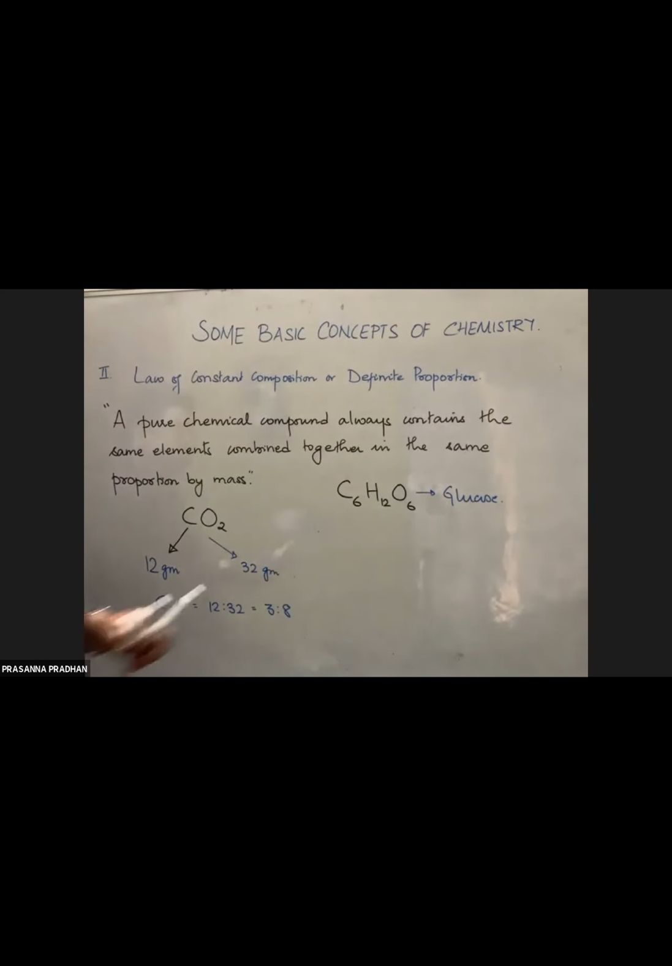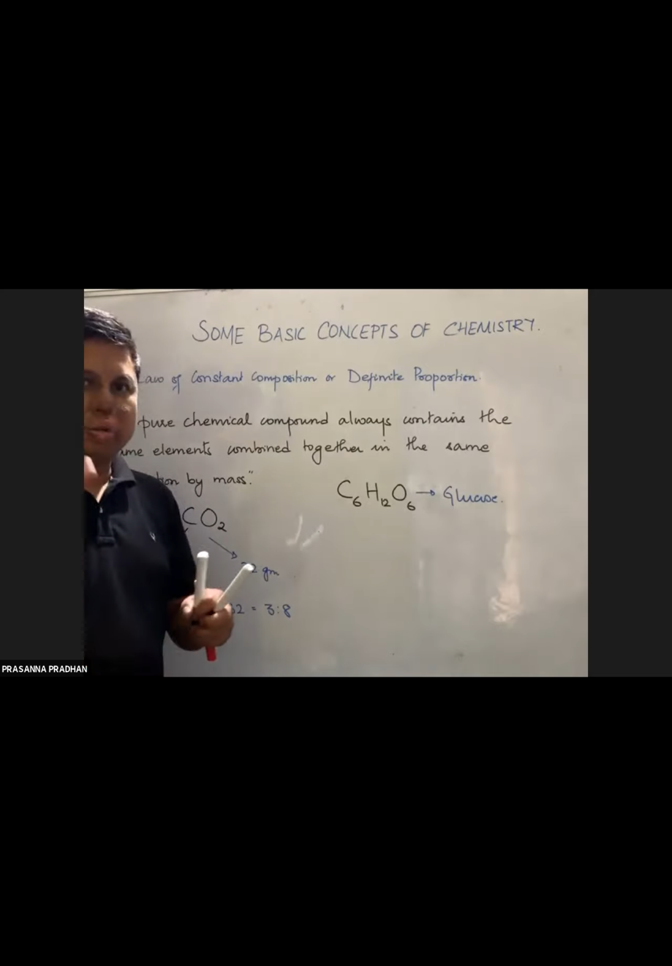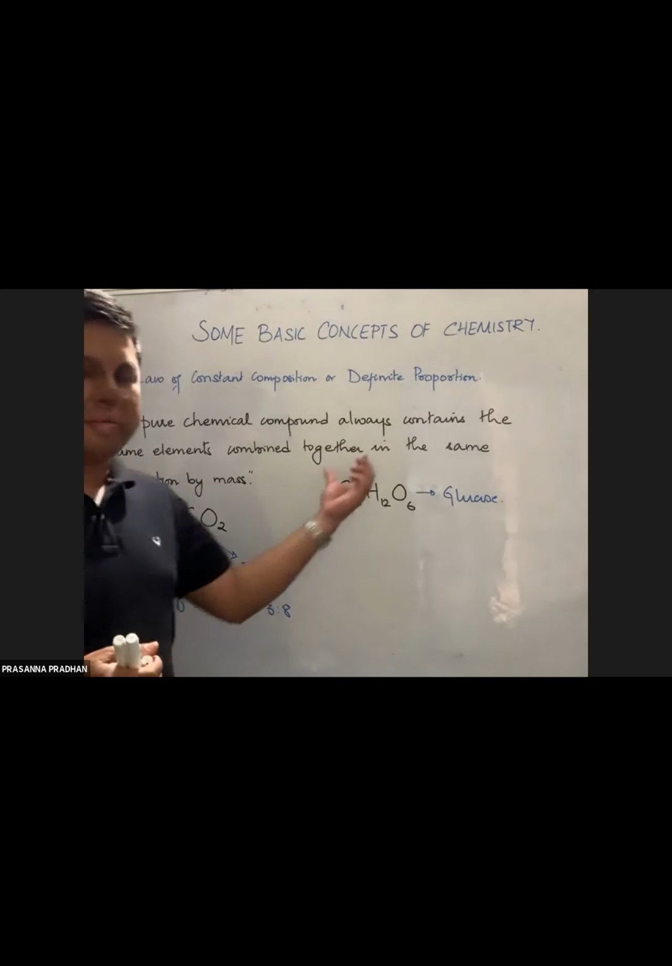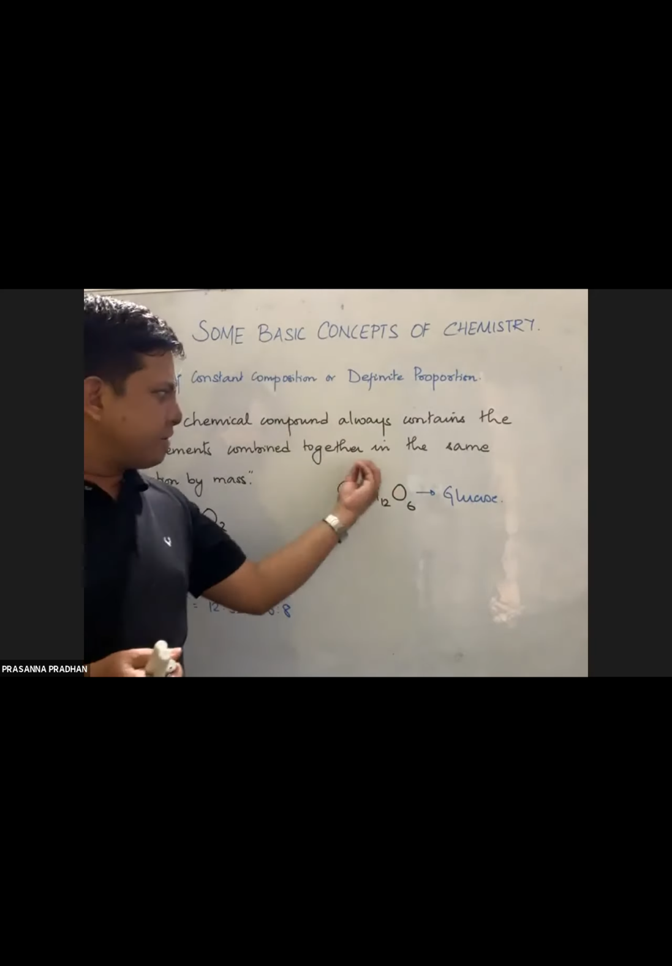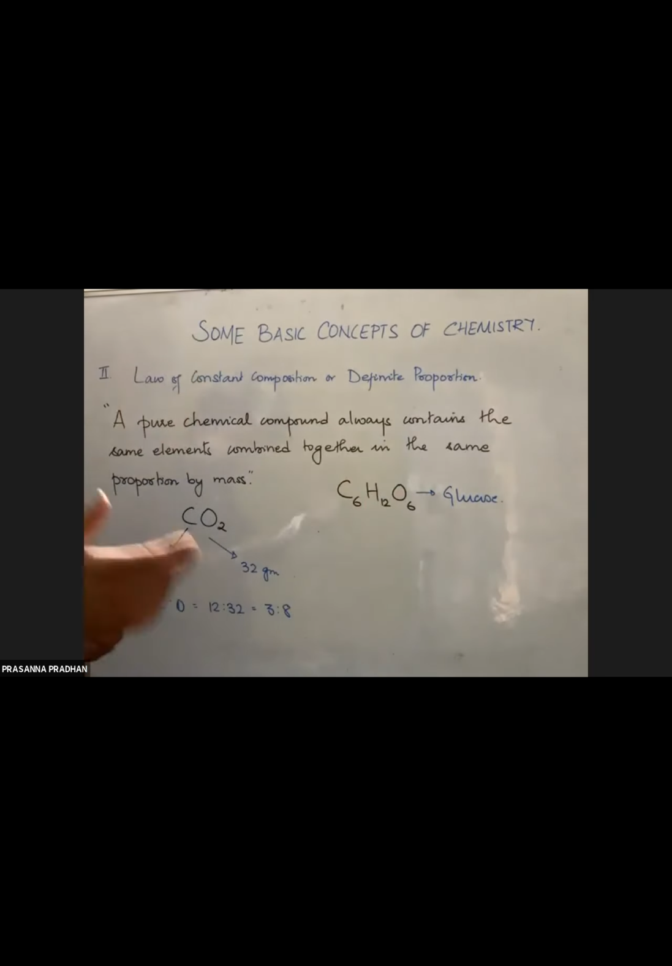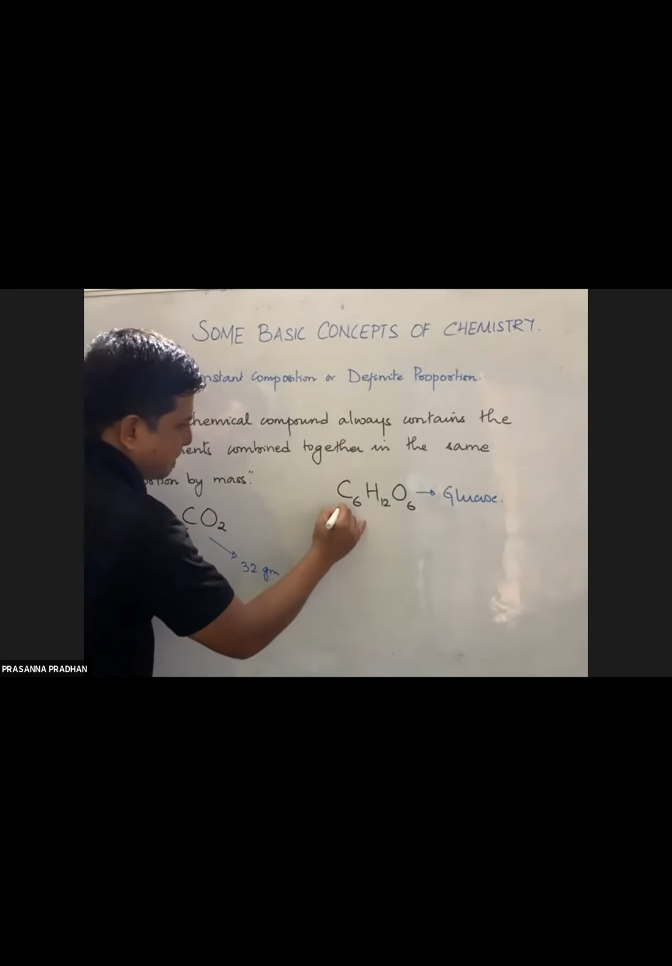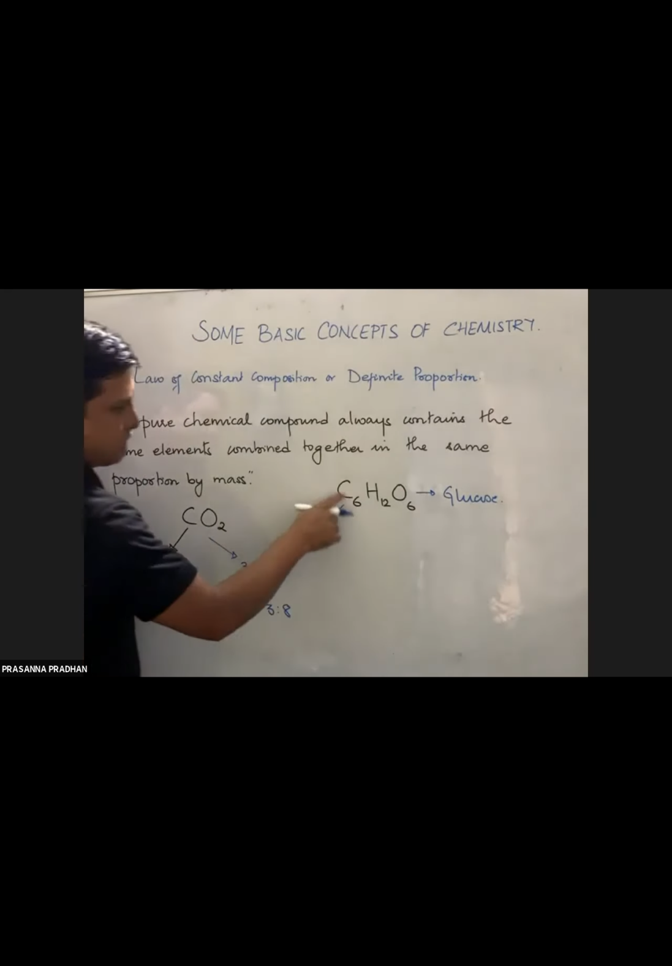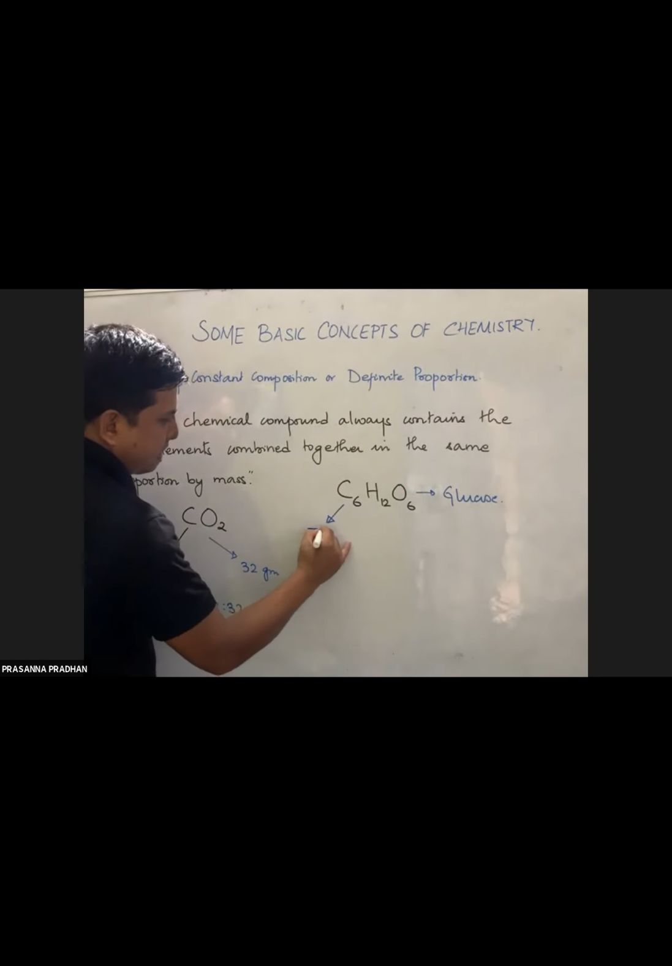Carbon, hydrogen, and oxygen. Glucose is always made up of 6 carbon atoms, 12 hydrogen atoms, and 6 oxygen atoms. So, what is the ratio by mass? What is the mass of carbon? 6 into 12 is 72. 72 gram. Very good.